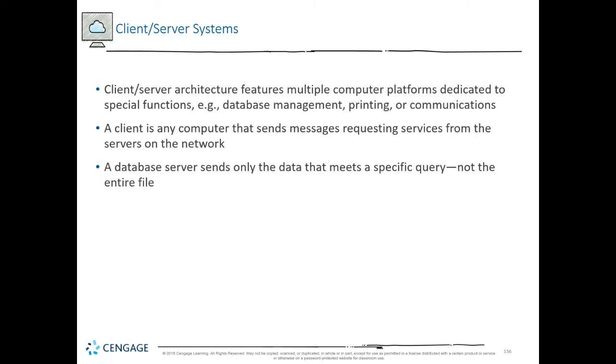Client-server system. Client-server architecture features multiple computer platforms dedicated to special functions, for example, database management, printing, or communication. A client is any computer that sends messages requesting service from the server on the network. A database server sends only the data that meets the specific query, not the entire file.